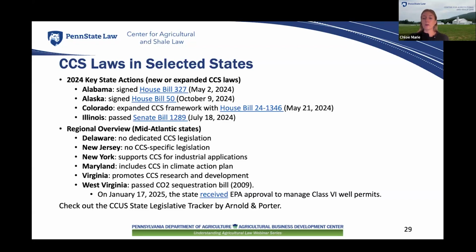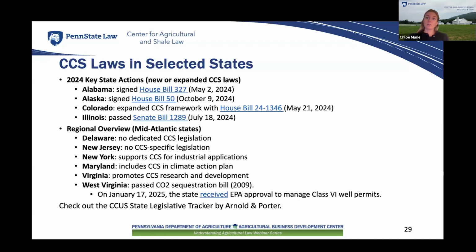Illinois also passed comprehensive CCS legislation in July 2024, defining pore space ownership and setting up a process for combining ownership across properties. And finally, Alabama signed House Bill 327 into law in May 2024. It requires landowners to give their consent for pore space rights and creates a fund to support regulation. The law also includes rules for CCS near existing operations and opens up public land for leasing.